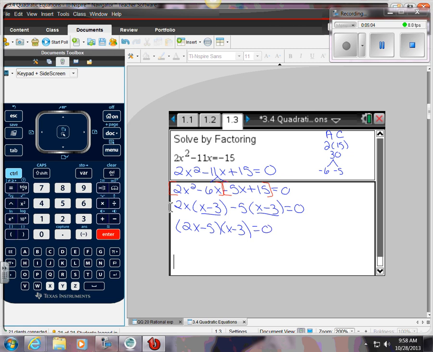All right, now what? What's it called? Zero product rule. Okay. How do I solve it? Add 5 and add 3, divide by 2. So I get x equals 5 halves and x equals 3.